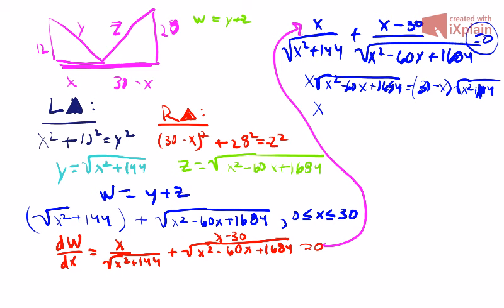It gets really long: x squared times x squared minus 60x plus 1684. Again, make sure that's all in parentheses, equals, because you're going to square everything because you want to get rid of the radicals. So 30 minus x in parentheses, we're going to square that because we squared it before to get rid of the radicals, equals x squared plus 144.